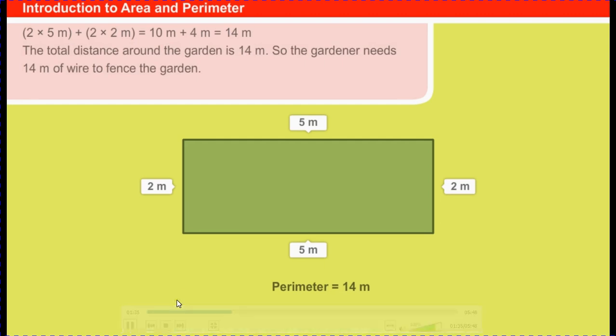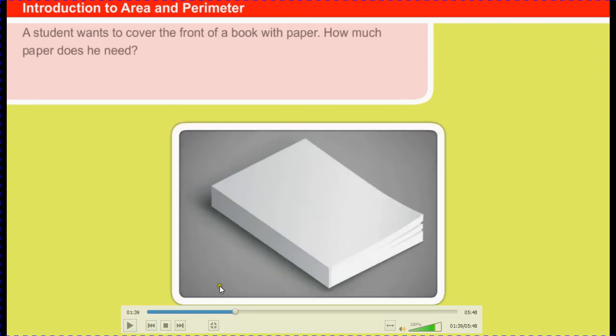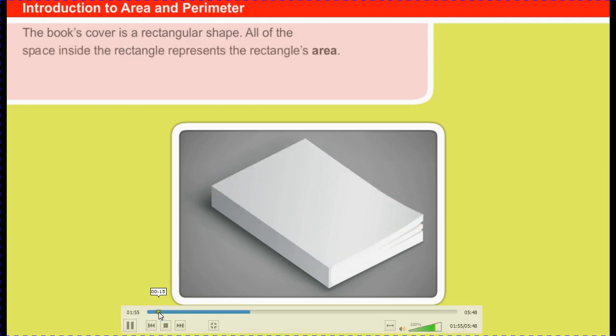Now, let's see, if we have this book and you want to cover the front of the book, to make a cover for this book, how much paper do we need? Let's see. You must measure the length and the width. Then if you want to cover, you need area or perimeter. You must know that. If you want to make a cover, then we need area. Yes.